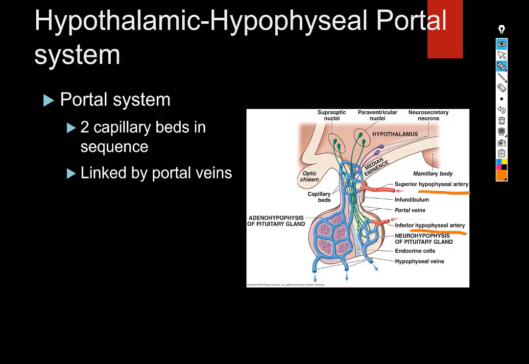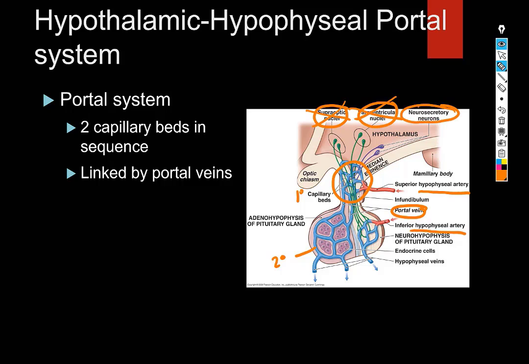The superior one gives rise to a capillary bed, which is here. So that's the primary capillary bed. Down here, we have a secondary capillary bed connected to the first one by what are called portal veins. So here's what the hypothalamus does. The supraoptic and paraventricular nuclei are responsible for release of hormones down here. So we're not going to worry about them yet.